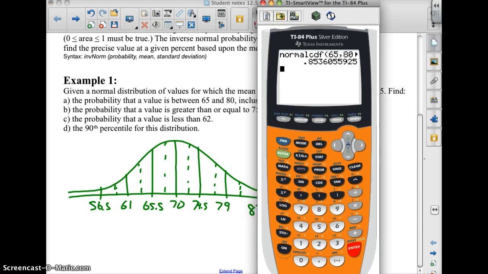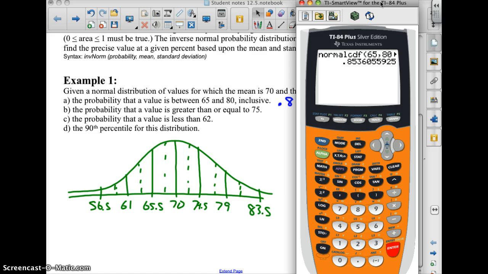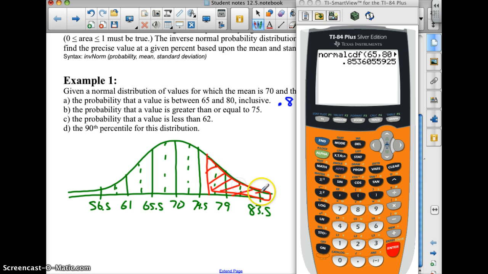Now the probability the value is greater than or equal to 75. So again, this is going to be a cumulative thing. It's going to be all these scores that are like 75 and larger. So it's all of this over here. Now if it's at 74.5, I could just go right to the graph and count up my percents. But since it's 75, it's just a little bit bigger than 74.5.